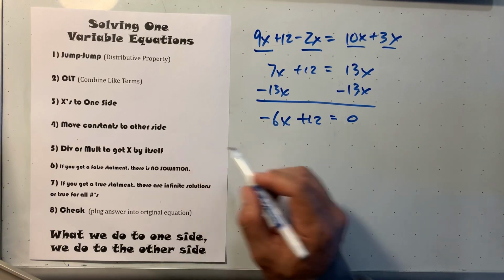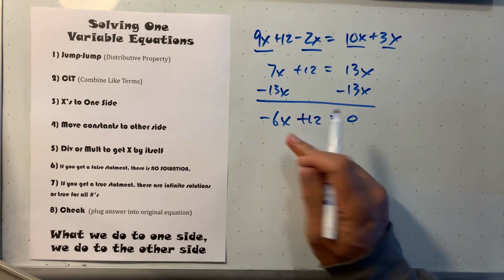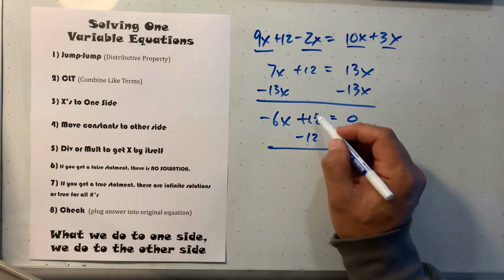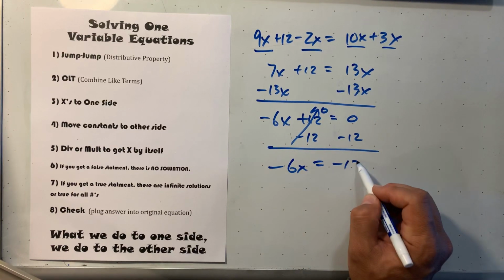Now I'm going to move my constant, so I have plus 12. To get rid of the plus 12 on the one side, I'll subtract 12. But what you do to one side, you got to do to the other side. So this makes a 0, and it goes away. So I'm left with minus 6x is equal to negative 12.